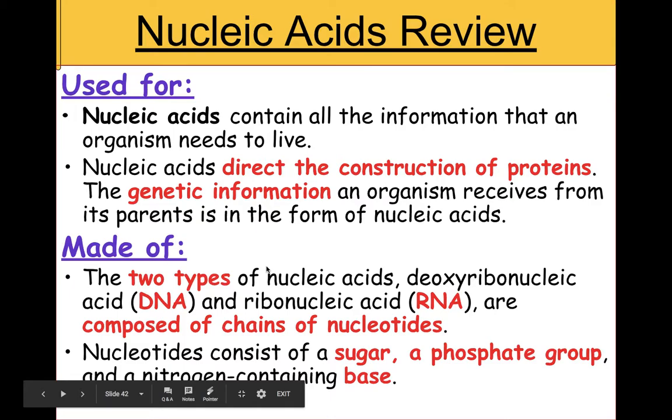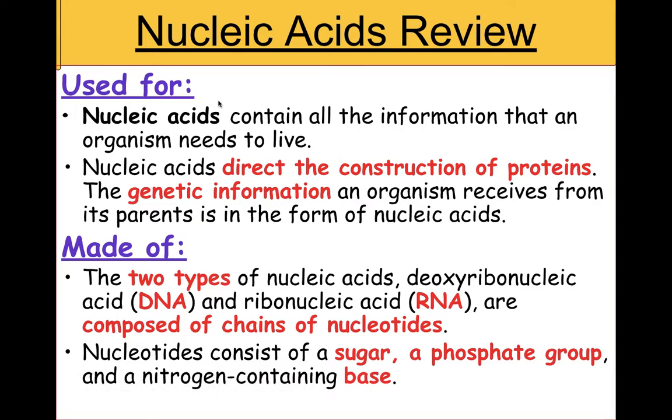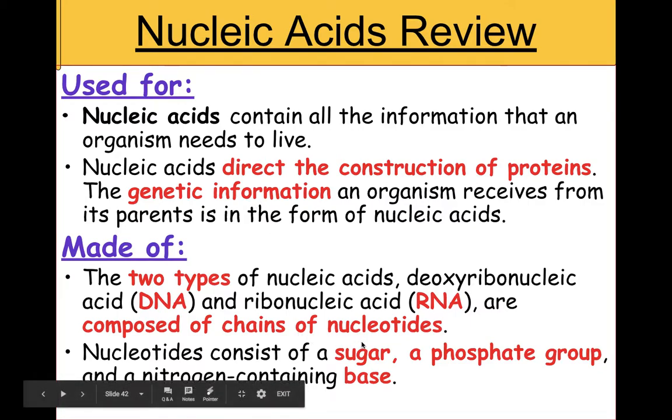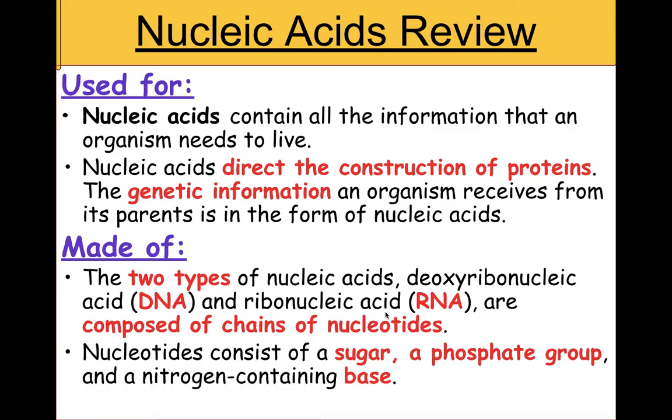Okay, you can go through this as well. It's important that they contain all the genetic information needed to live. What does that mean? Well, we'll talk about that more in AP biology, but essentially what nucleic acids do is they direct the construction of proteins. That's what they're responsible for. They're built up of smaller monomers of nucleotides. And the nucleotides have a sugar, a phosphate group, and a nitrogen-containing base, a nitrogenous base.